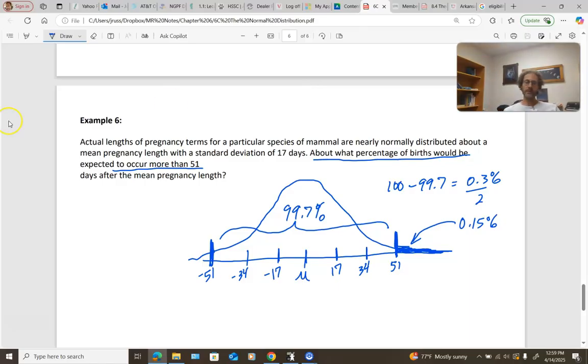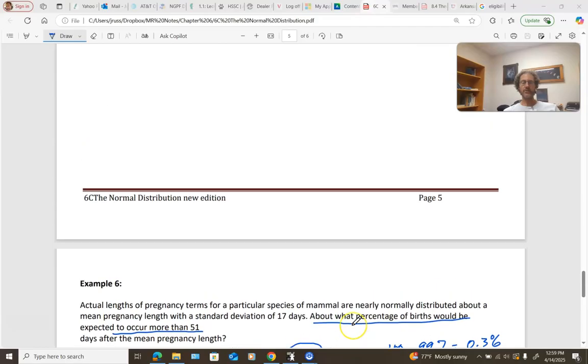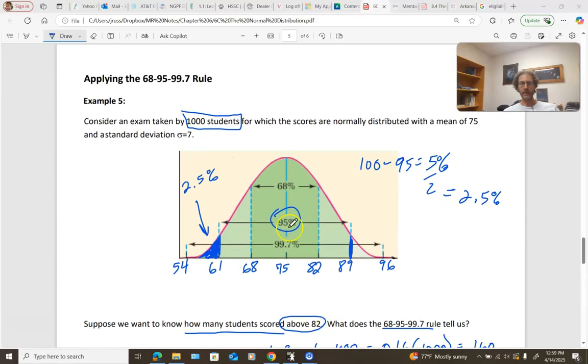I know these problems tend to be pretty challenging for students, but guys, draw yourself a diagram the way I've done. And you're going to be using that 68, 95, and 99.7 rule.